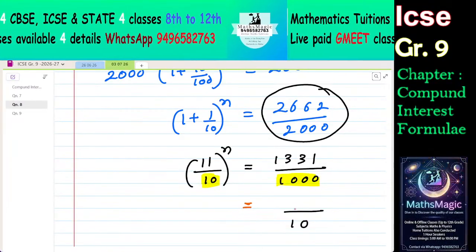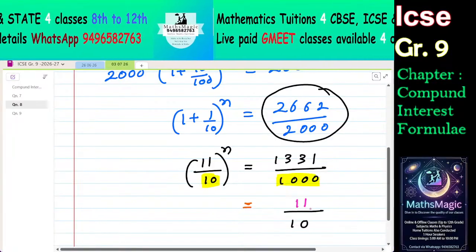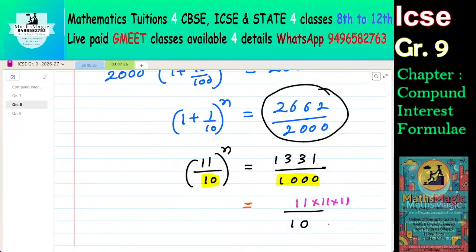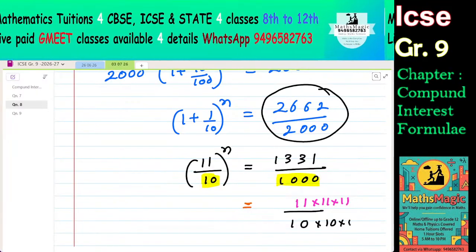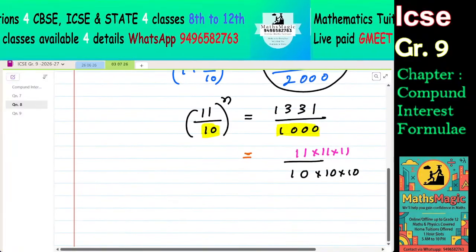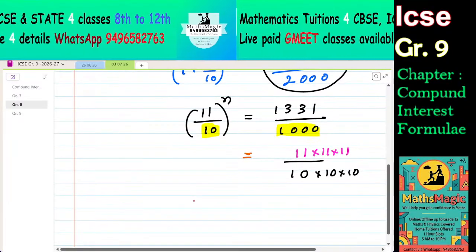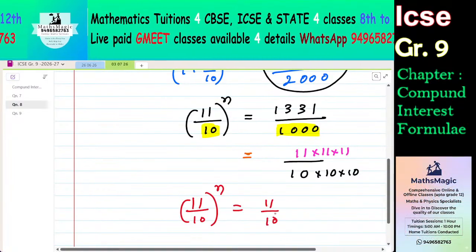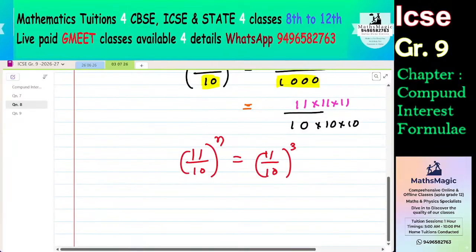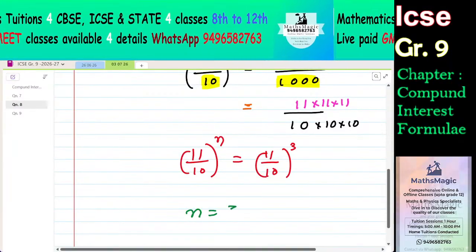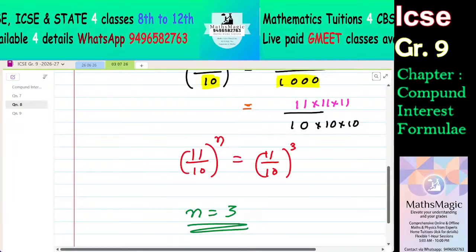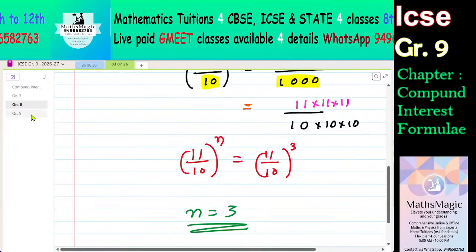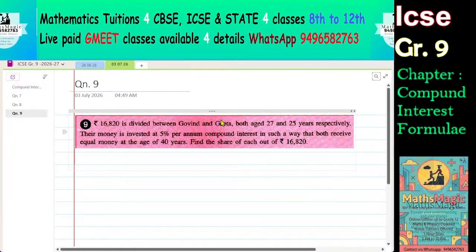Try 11. The first instance itself, you will get 11, 11, 11. And here, we already know it's 10, 10, 10. So now we have the answer. (11/10)^n = (11/10)^3, which means n equals 3. So if you use some logic, you can save time. Okay. Now move on to the next one. It's a little bit big one.